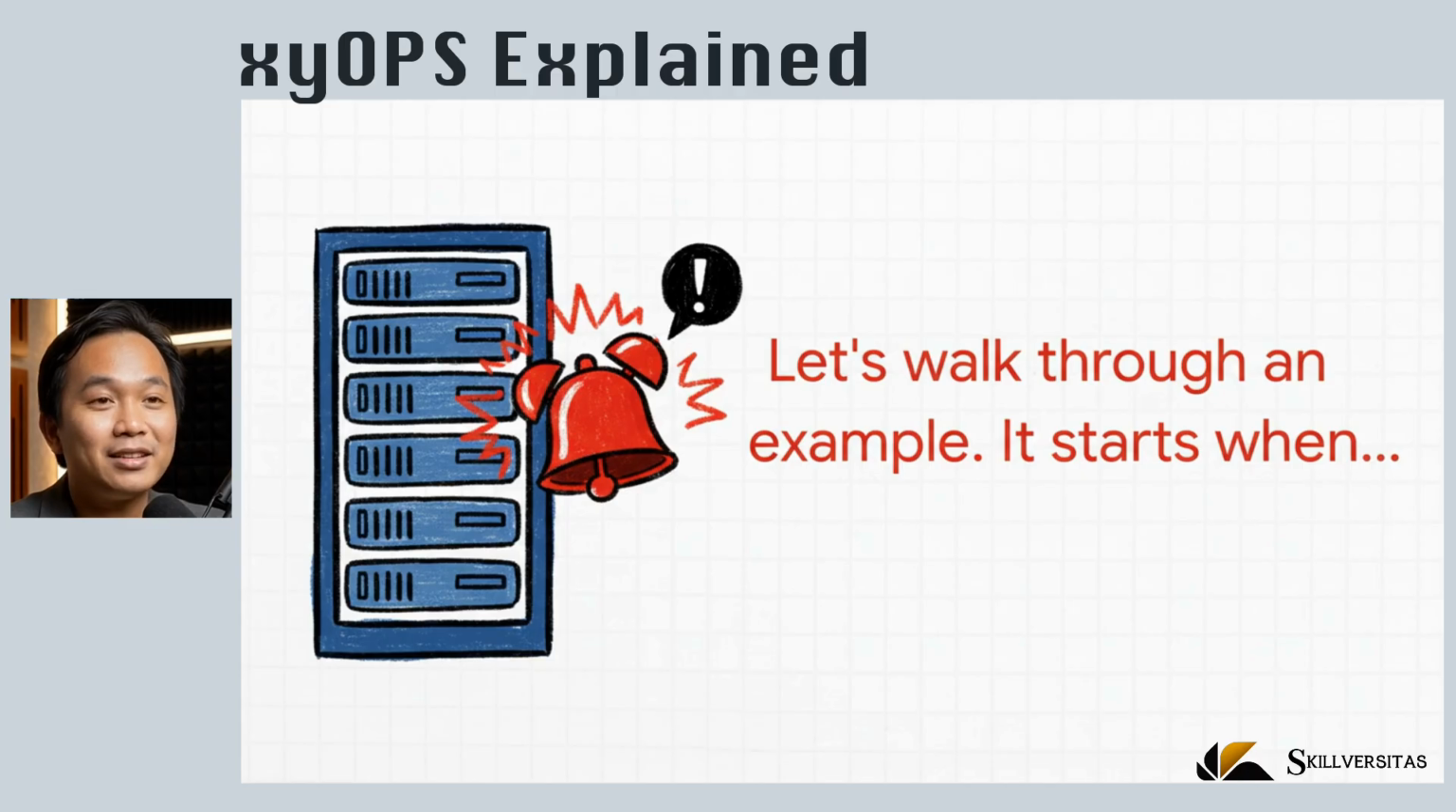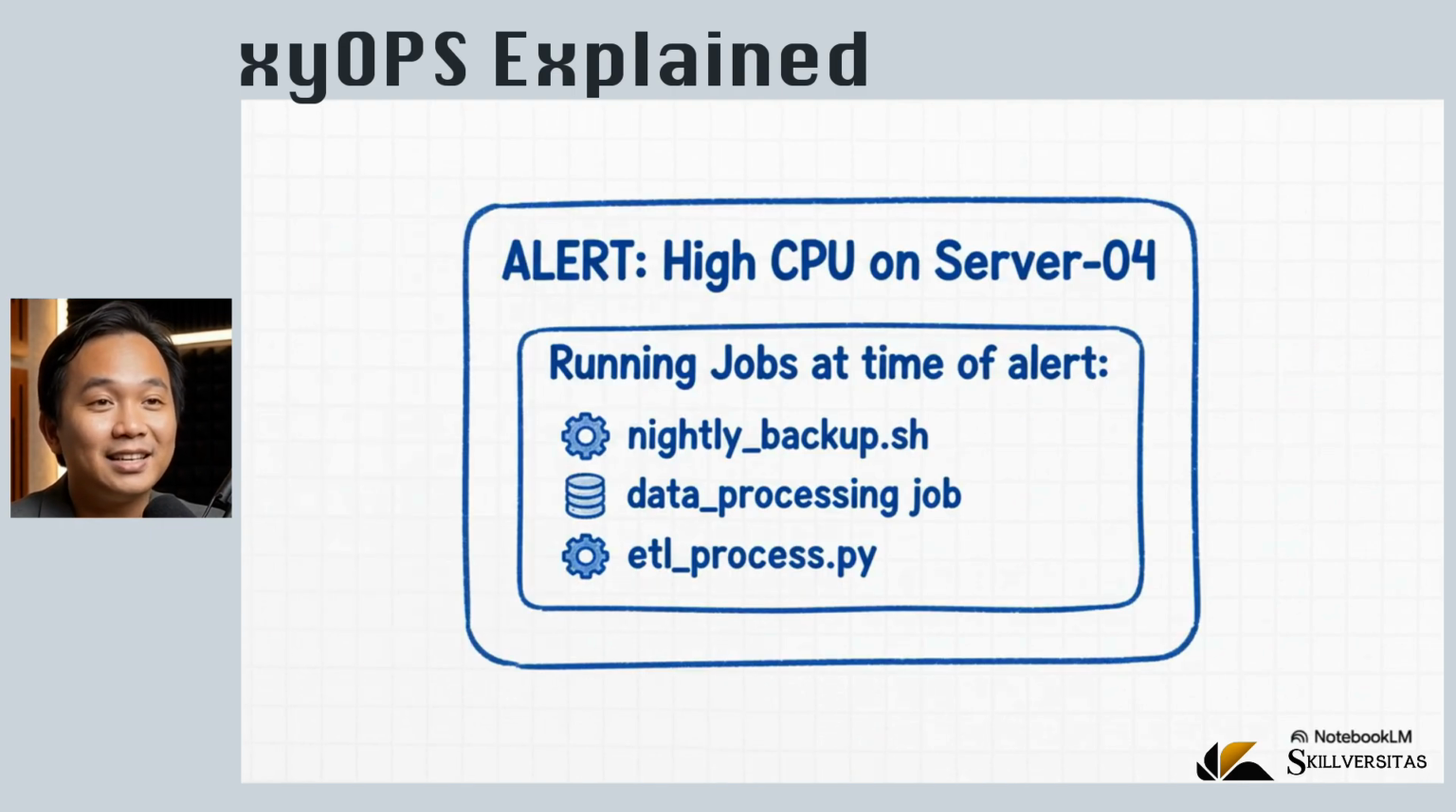Okay, let's make this real, because this is where that feedback loop truly shines. Let's just imagine a scenario. It's late at night, something breaks on a production server, and an alert fires. Instantly, the alert you get isn't just some vague, hey, CPU is at 95%. No way. The email from xyOps straight up lists the specific jobs that were running on that server at that exact moment. Right there you have critical context without even having to SSH in and start digging around.